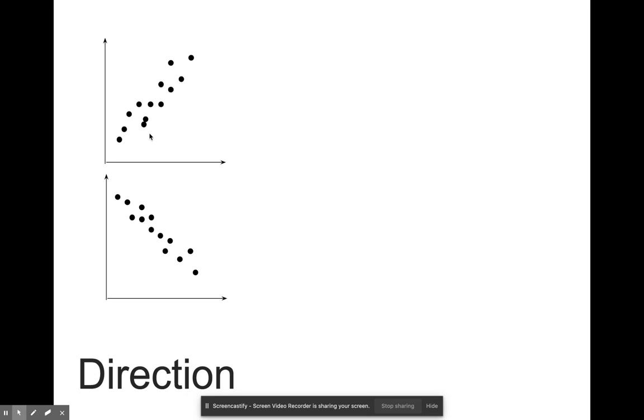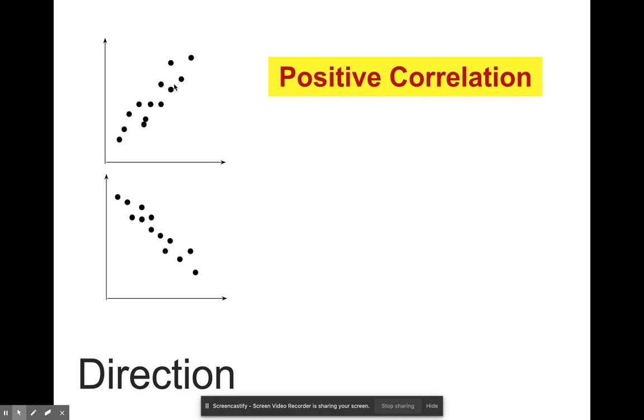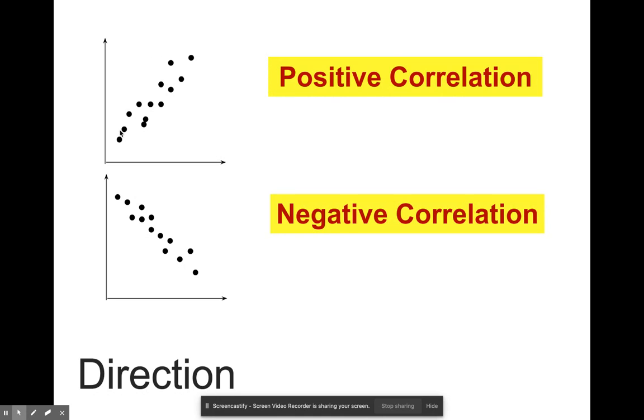Next, we're going to talk about the direction. You can see here that these are both linear. They appear to be making a line. The dots on top are going in an upward direction, so we would call this a positive correlation. And the dots here at the bottom would be considered a negative correlation. Kind of think of like slope, right? This would be a positive slope and this would be a negative slope. So that still comes into play when we're talking about the direction of a correlation.